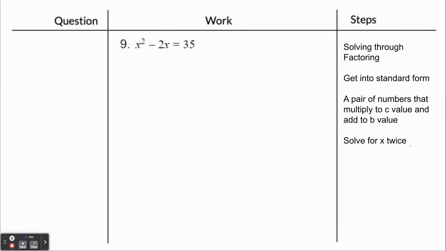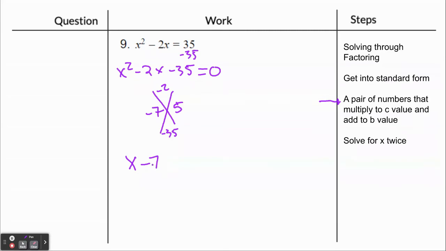And lastly here, this one we're going to solve by factoring. First thing we got to do is get it into standard form. So I'm going to subtract 35 from both sides, which gives me x squared minus 2x minus 35 equals 0. Now, again, the way that you factor depends on you, but really all you're trying to do is find the pair of numbers that multiply to the c value and add to the b value. So I know negative 7 and positive 5 multiply to negative 35 and add to negative 2. So that factors this into x minus 7 times x plus 5.